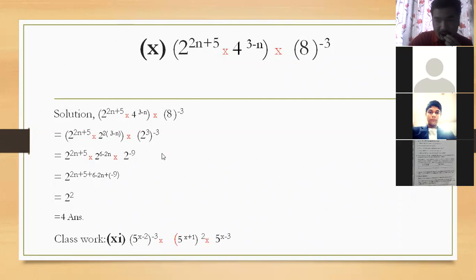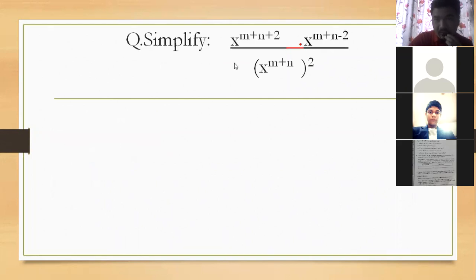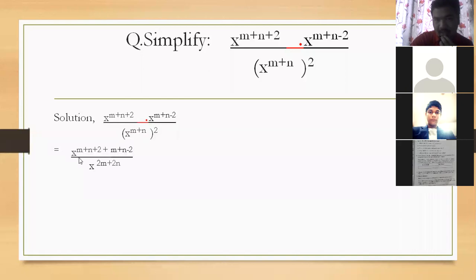Now here, simplify this question, look here. In the numerator the base is the same, so we have to add the powers. And down below, we have to multiply the power and whole power. In the upper one, all the powers are added. Down below, the power and whole power is multiplied.